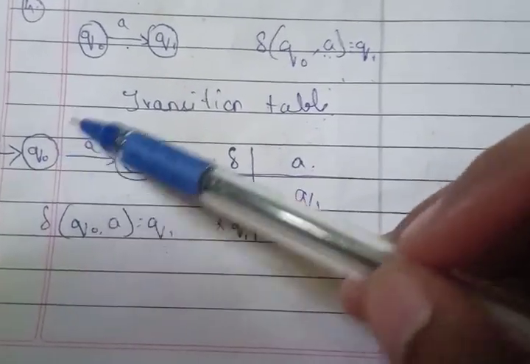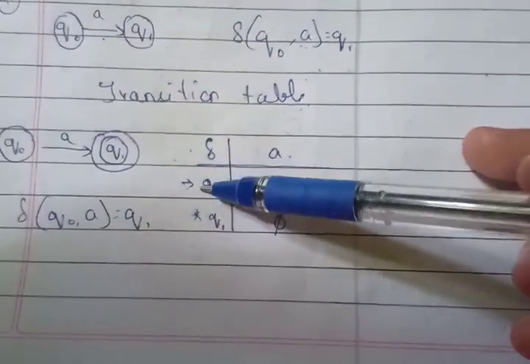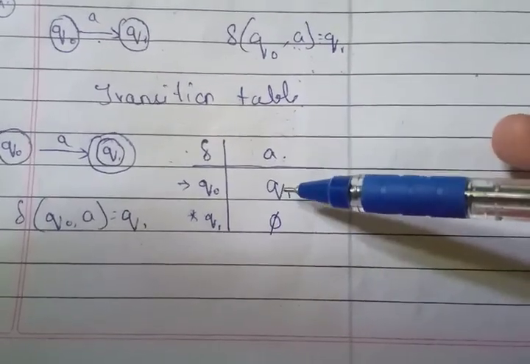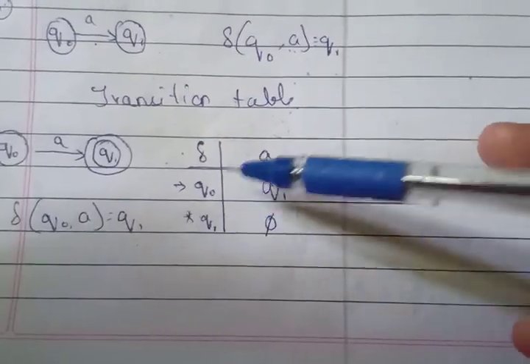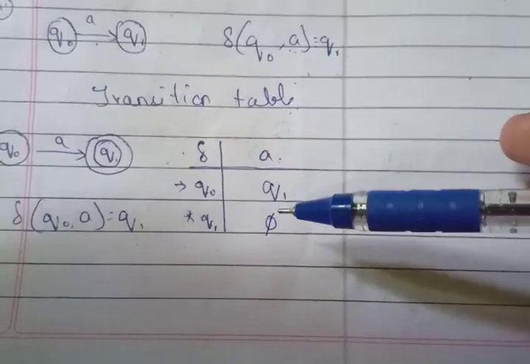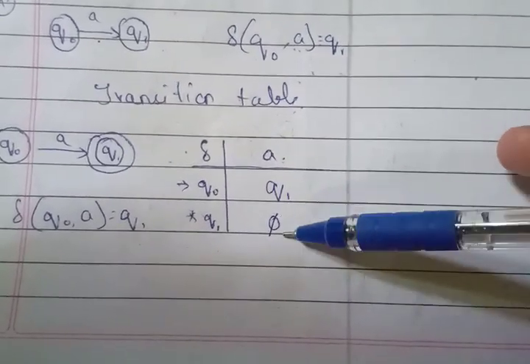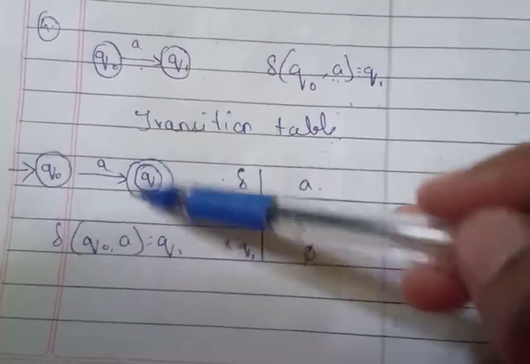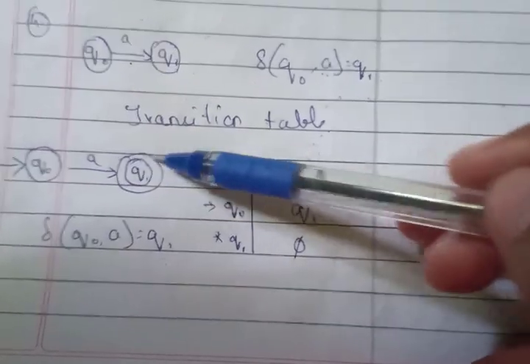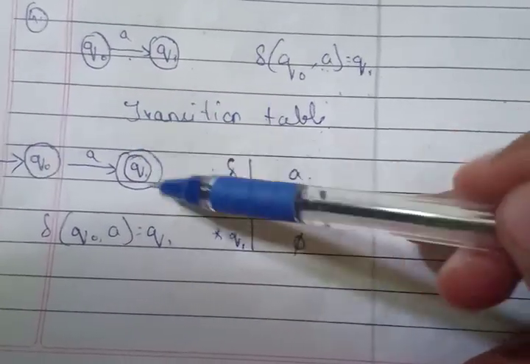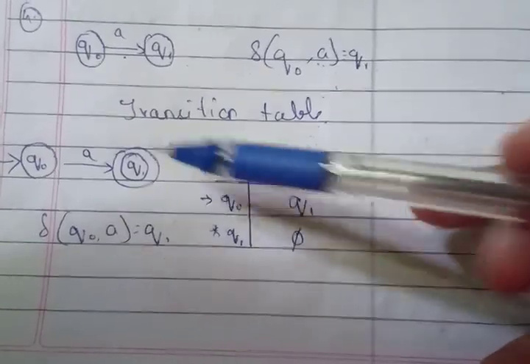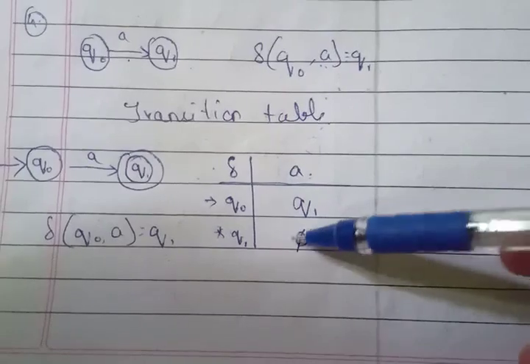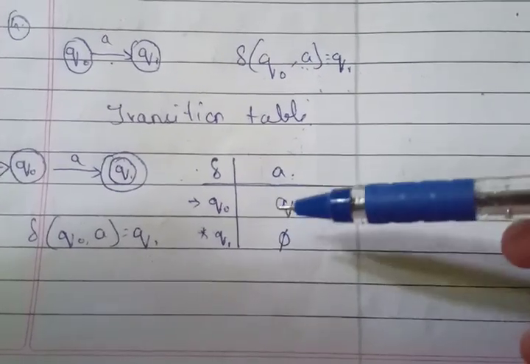You can see Q0, the start state, on accepting input symbol A, goes to Q1. Next, Q1 on accepting A has no transition, that is, no language is accepted. We all know that phi represents an empty language. Since no input symbol is transferred here, it is not going anywhere and not accepting any input, hence it is denoted as phi.